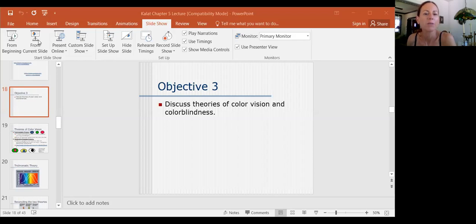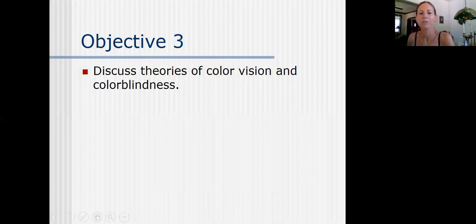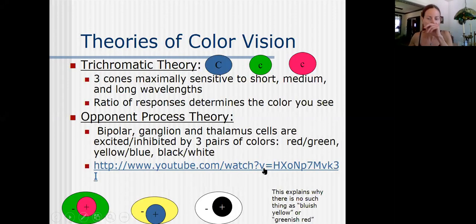Okay, so objective 3, discuss theories of color vision and color blindness. There are a couple of different theories of color vision, actually 3 of them, that I'm going to talk about, and you can certainly watch this video. It will give you a good idea of what the after effect is on the opponent process theory.